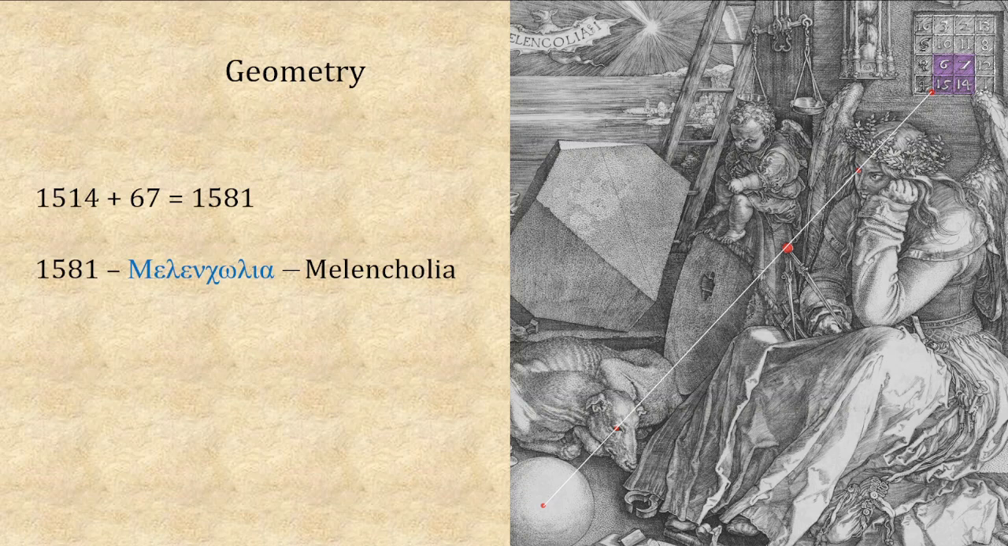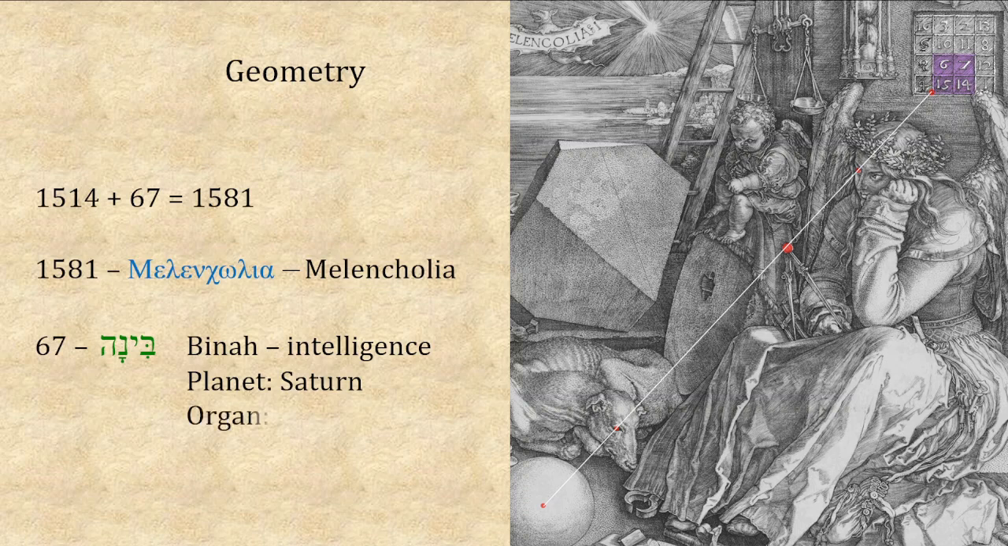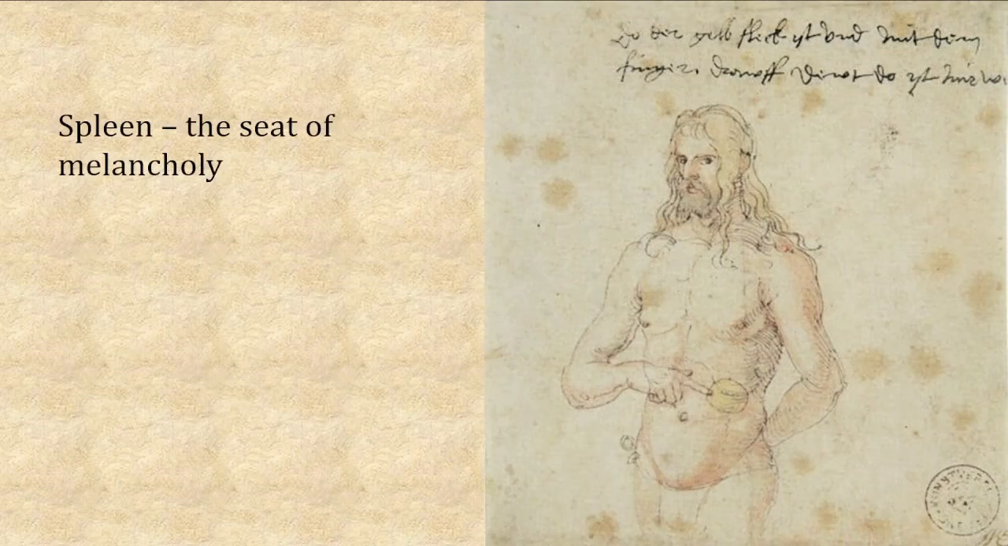And in Kabbalistic terms, 67 is the value of the 3rd sephira on the tree of life, Bina, meaning intelligence. According to Gripper, this is ruled over by Saturn, which is appropriate, and it is associated with the bodily organ of the spleen. And the spleen was traditionally regarded as the seat of melancholy. Albrecht Durer handily draws us a sketch of where the spleen is located on his own body.